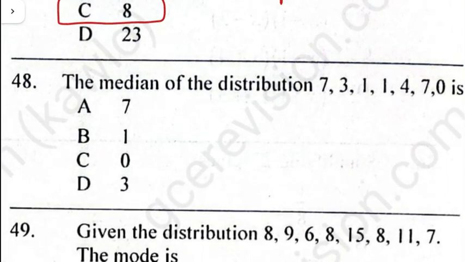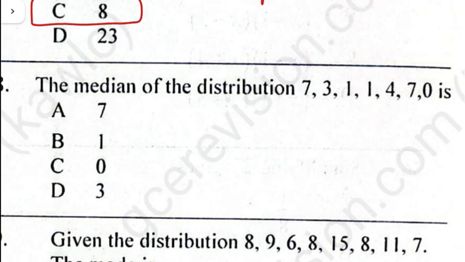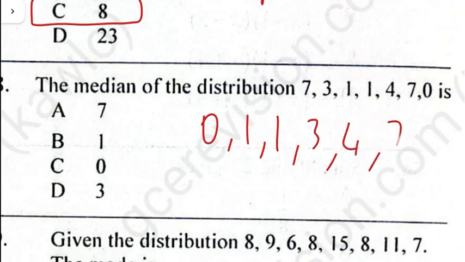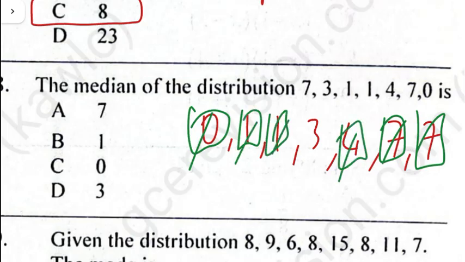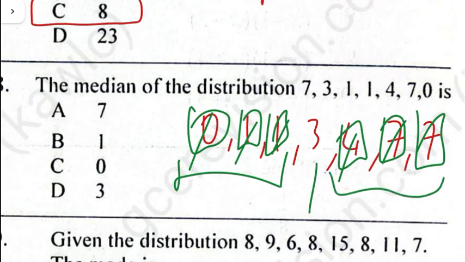Question 48. The median of the distribution 7, 3, 1, 1, 4, 7, 0 is. So to get the median, arrange the numbers in ascending or descending order first, or increasing or decreasing order, and then you can get the median. So we have 0, 1, 1, 3, 4, 7, 7. Okay, so let's see how this goes. So we take one off, one off, one off, one off, one off, one off. So what's left? You have taken 3 this way and 3 this way, right? The middle person standing here is 3. So the median is 3. That's the middle number.